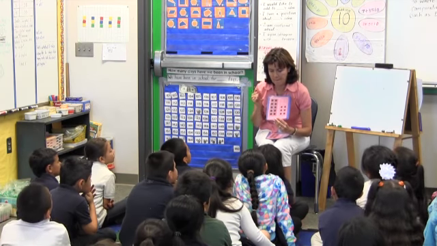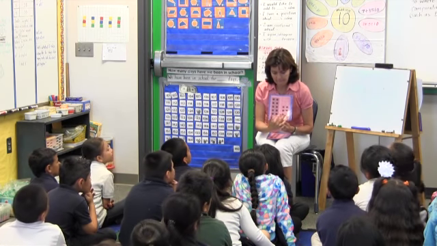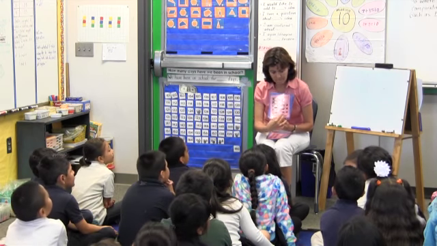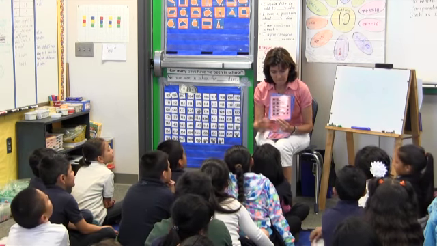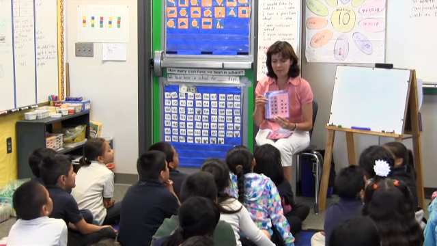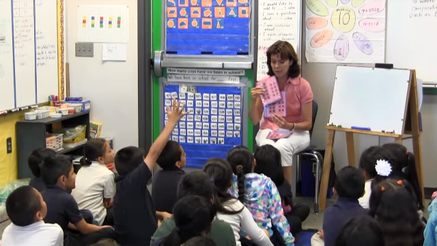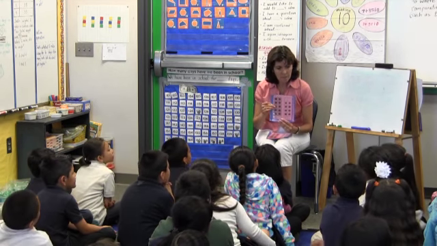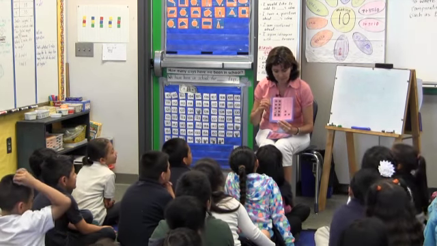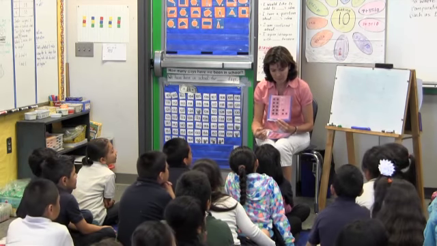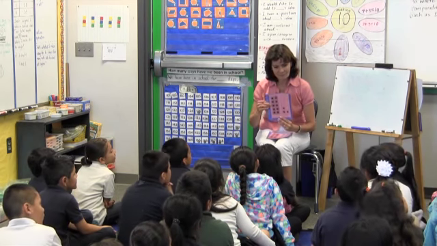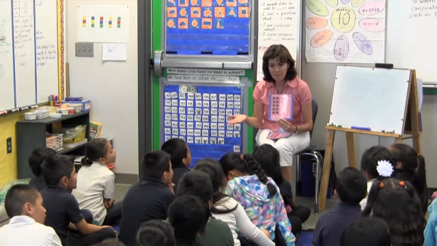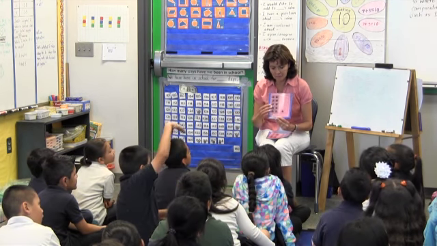Let's see. 10 plus 6 equals 16. 10 plus 7 equals 17. 17. It becomes almost like a pattern here, right? 10 plus 8 equals 18. 10 plus 3 equals 13. 10 plus 1 equals 11.